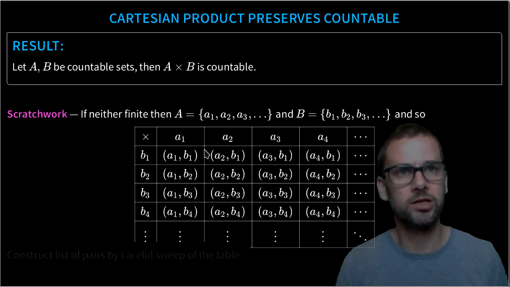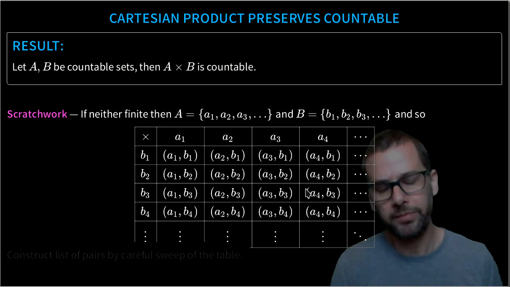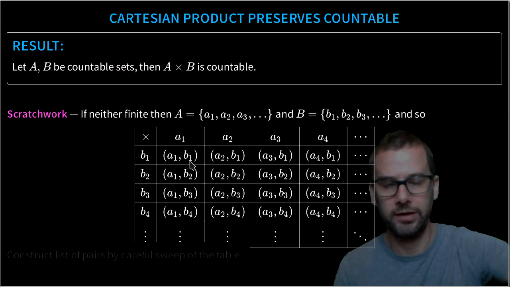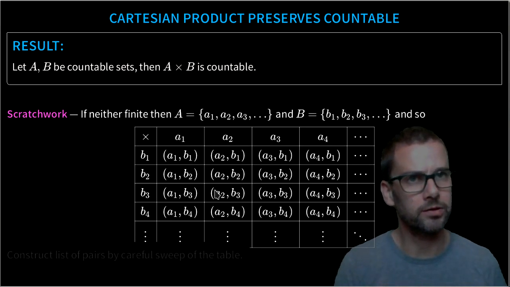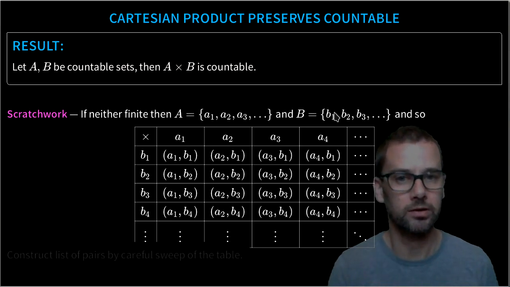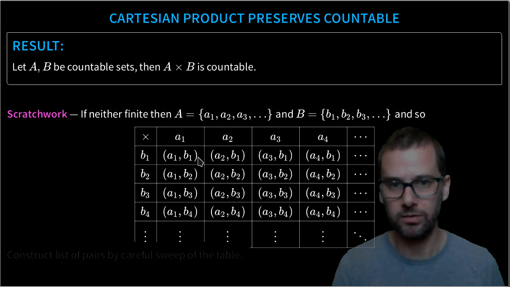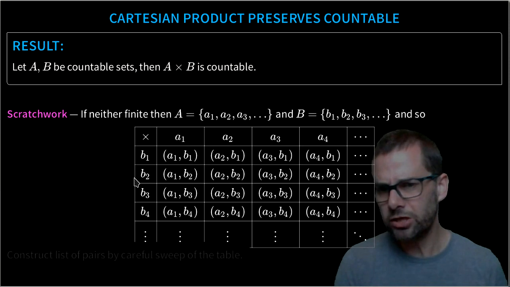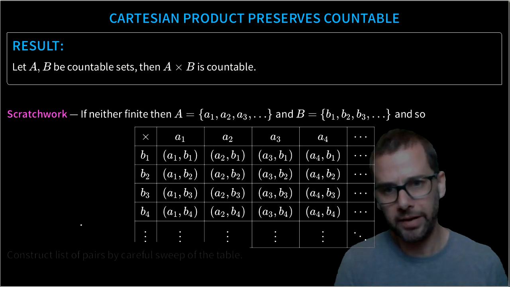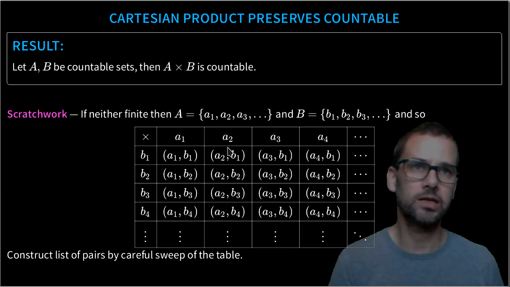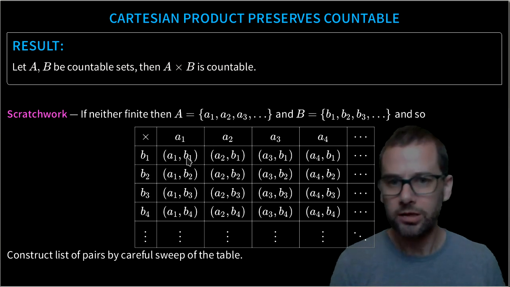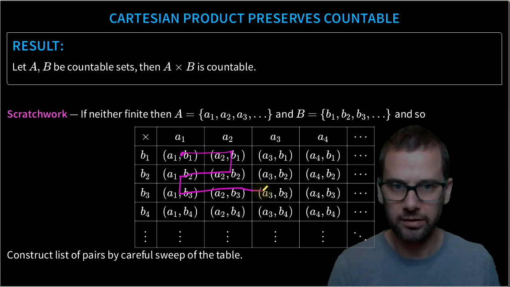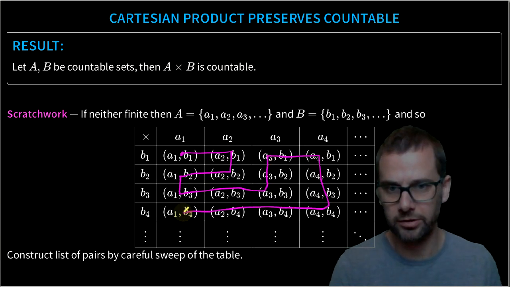And I can use that to construct a table of all the ordered pairs. So this is now a big two-dimensional thing going off to infinity that way and infinity that way. But it contains all of those ordered pairs that come from this Cartesian product of A times B. So A1, B1, A2, B1, A3, B1, and so forth. Now I can construct a list of all the ordered pairs by traversing this table in careful ways. So for example, I could start here and then read off things doing this sort of traversal like that.